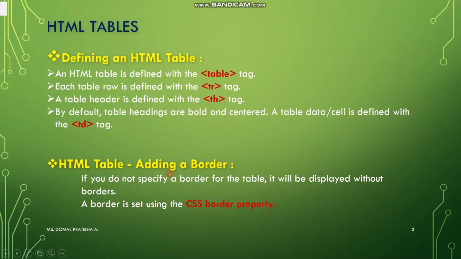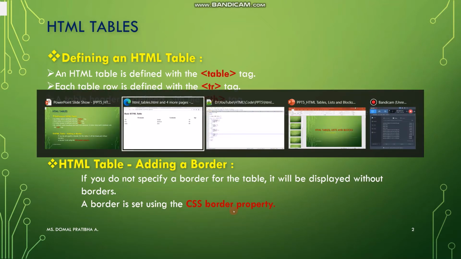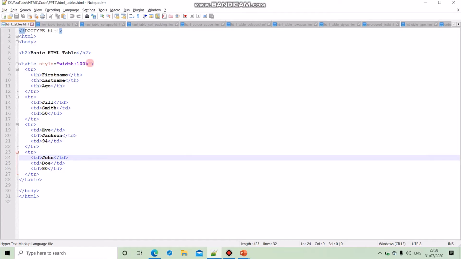HTML table, adding a border. If you do not specify a border for the table, it will be displayed without borders. A border is set using the CSS border property. You can set a border using the CSS border property.